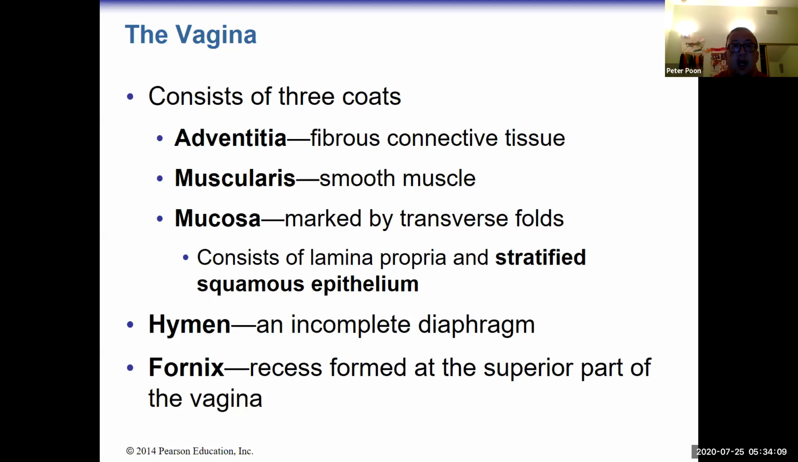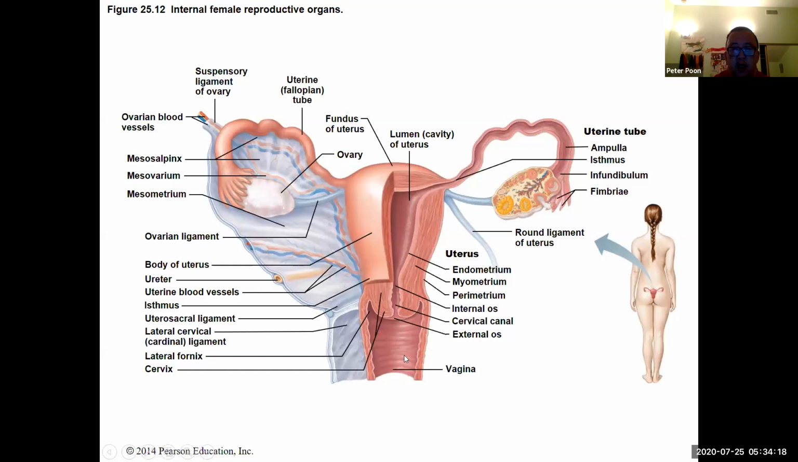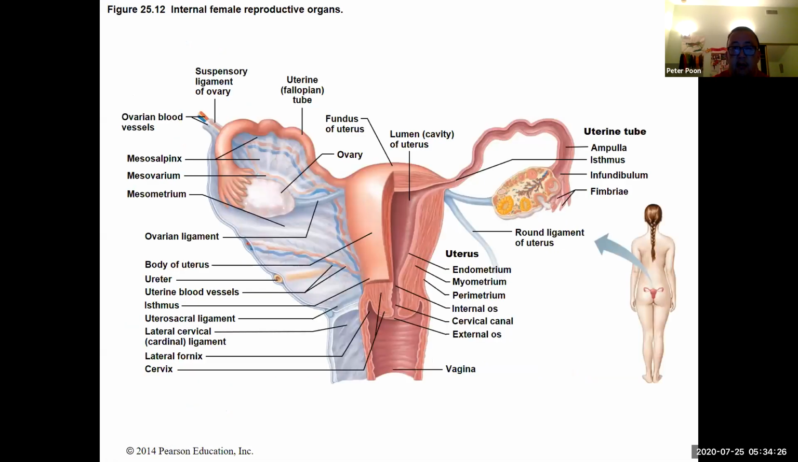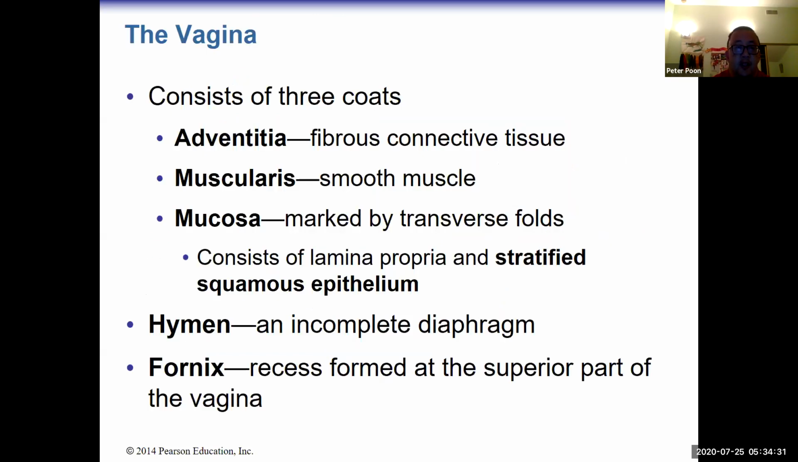All right. The vagina. The vagina consists of 3 coats: the adventitia, muscularis. So here is the vagina. The vagina has a diaphragm that it's an incomplete diaphragm most of the time. Sometimes it's not there, etc., etc.